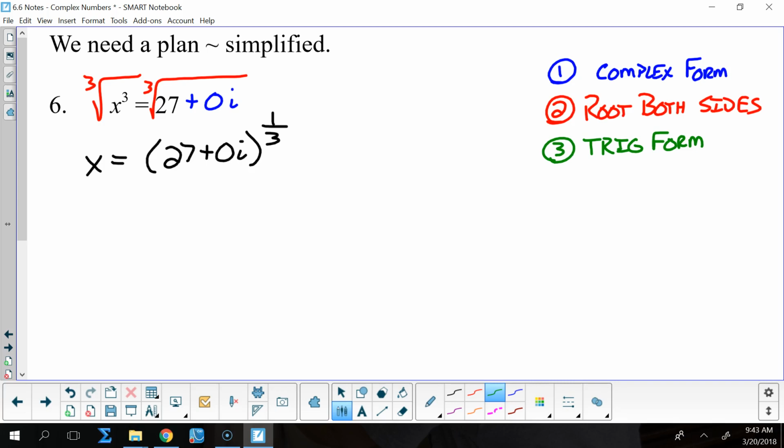So, side note, 27 is way out here, right? Okay. What's my R value? 27. What's my theta value? 0. So this is 27 times the cosine of 0 degrees plus i times the sine of 0 degrees.